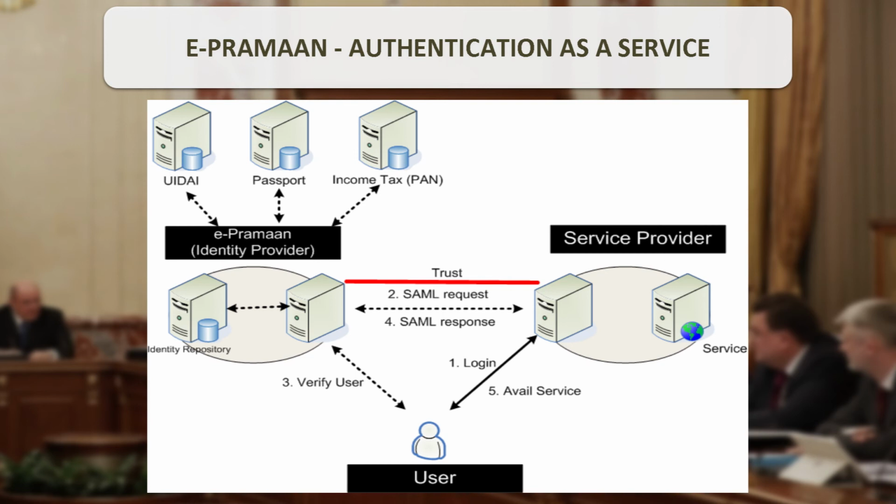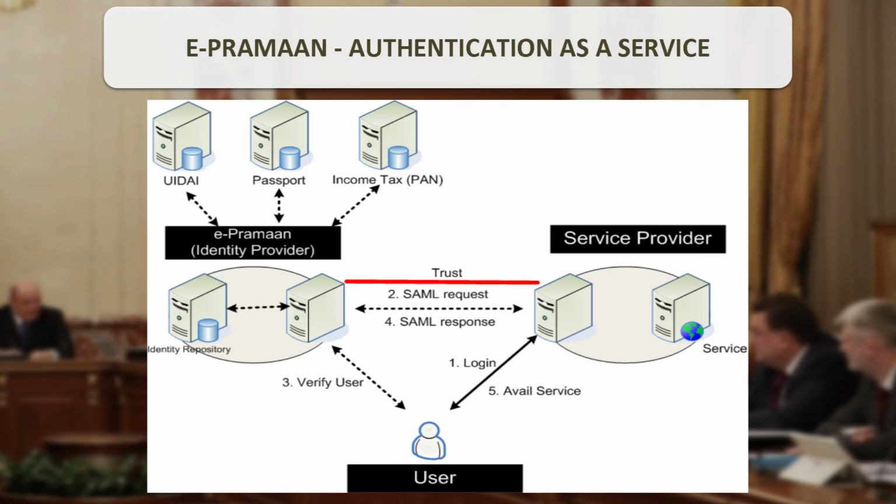If you see how it works, we have seen e-Pramaan authentication as a service. UIDAI, which is a driving force behind giving the services of Aadhaar, then passport, then income tax, we call as an e-Pramaan identity provider. If you see the image, you find identity repositories there. Then verify users, then login, then the SAML request, then avail services, and finally the service provider. So this is a chain linked with all those things, where on the left side you have an e-Pramaan identity provider, then the service provider, and finally the user at the bottom. What we extract from this is that level one talks about the username, and level two talks about a certain framework, and then you see how the Aadhaar authentication ecosystem is interlinked.